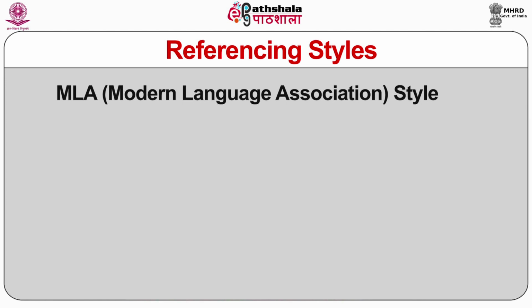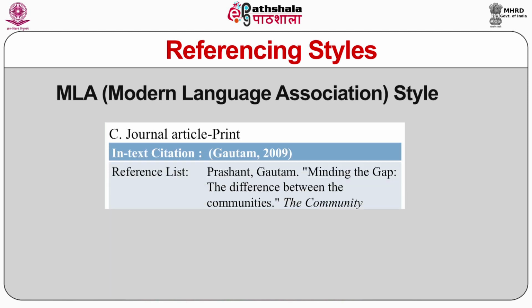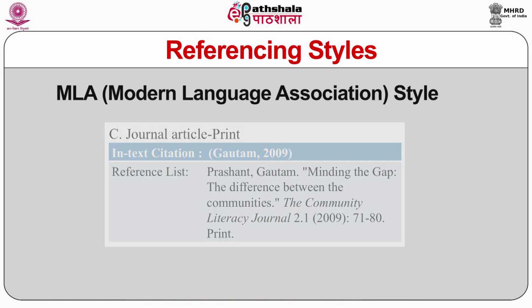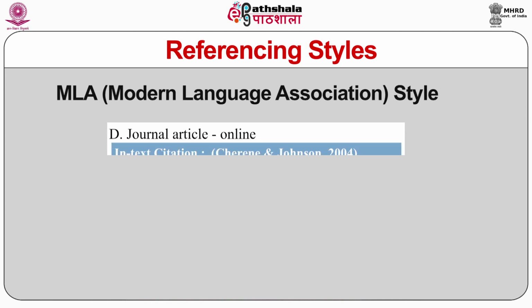In case you are referring to a printed journal, the in-text citation will be the same as in APA, but in the references it will be the complete name, like Prashant, Gautam, within brackets, Minding the Gap: The Difference Between the Communities. This is the title of the article, followed by the journal name, the Community Literacy Journal, 2.1. 2.1 here means the second volume and the first issue, and 2009 is the year of publication. 71 to 80 shows here the page numbers. In case the journal is online.